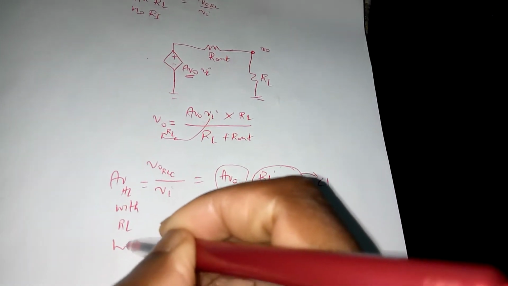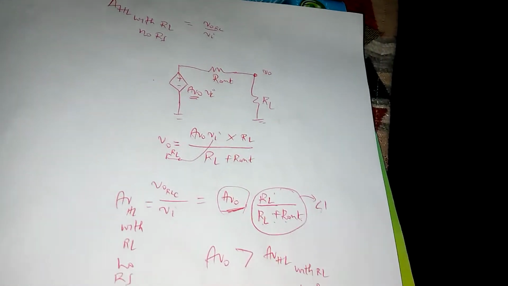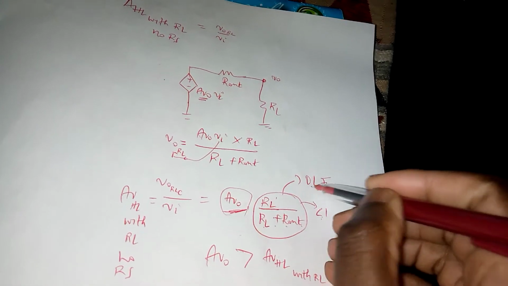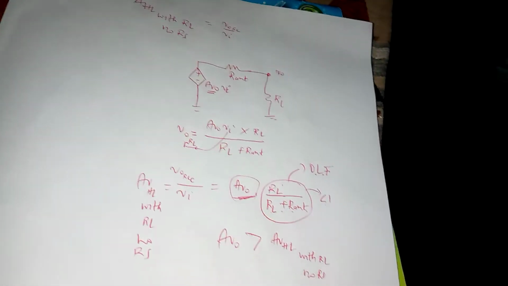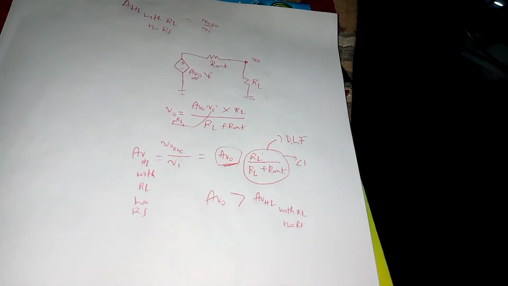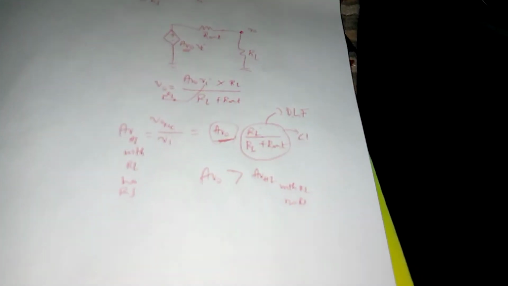But this is what we call the output loading factor. RL over RL plus R out that we can calculate is the output loading factor, and it has to always be a number less than 1.